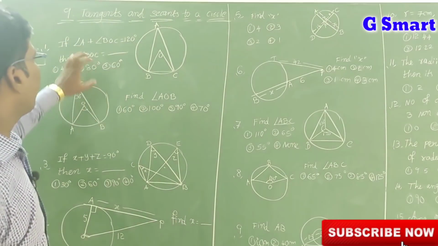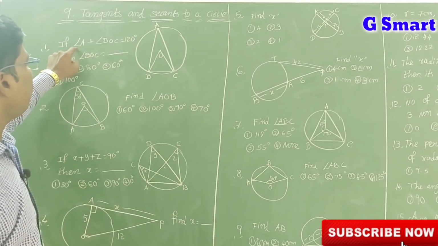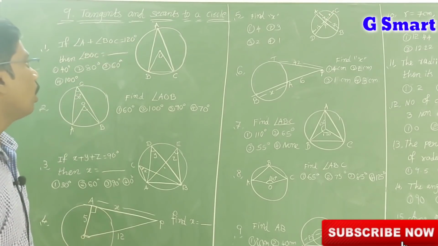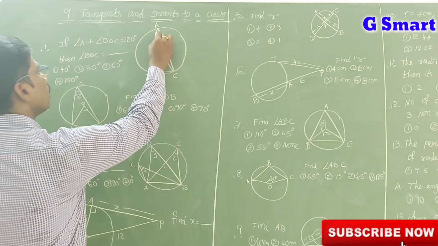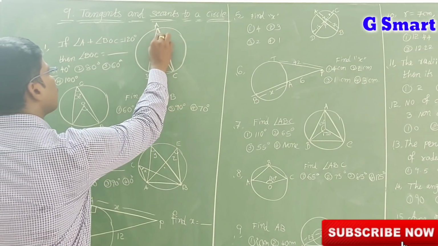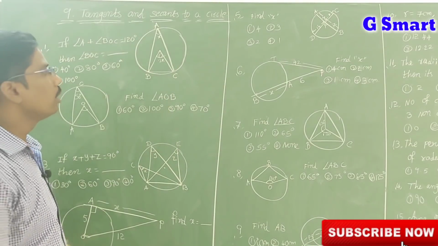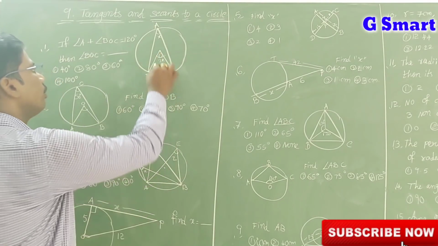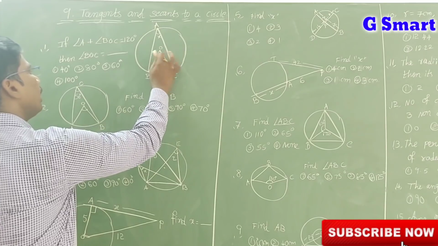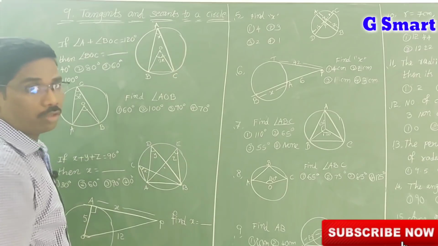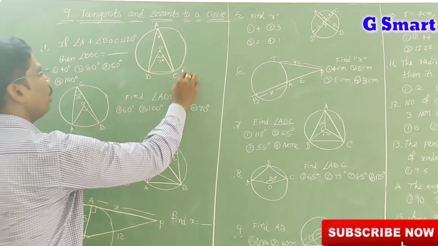The first problem: if angle A plus angle BOC is 120 degrees, then find angle BOC. Let us suppose this is x, then it will be 2x, because I already explained yesterday that the angle made at the center O is twice the angle made by the same arc at the remaining point of the circle. So this is what they have given.